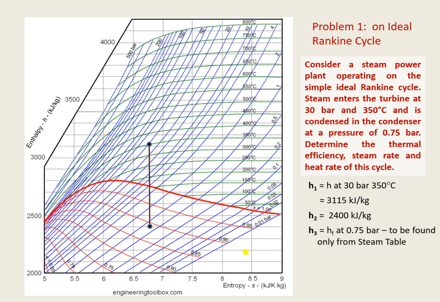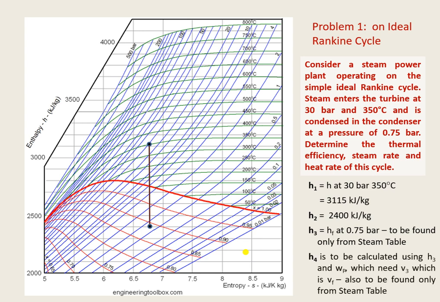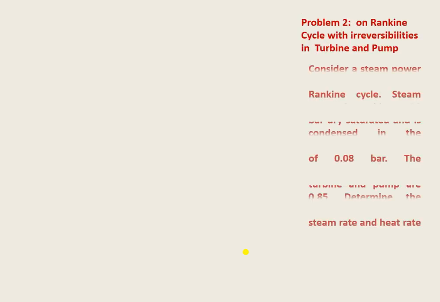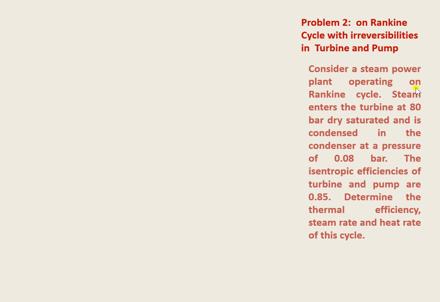We will go to problem 2, which is on Rankine cycle with irreversibilities in turbine and pump. The statement of the problem is: consider a steam power plant operating on Rankine cycle. Steam enters the turbine at 80 bar dry saturated and is condensed in the condenser at a pressure of 0.08 bar. The isentropic efficiencies of turbine and pump are 0.85. Determine the thermal efficiency, steam rate and heat rate of the cycle.